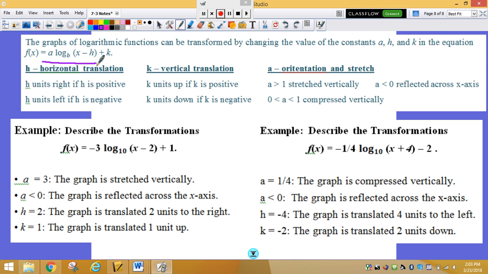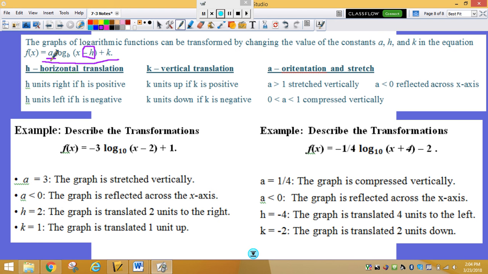This is your basic equation for a log function. A is going to be your number out front, log base b, whatever your base is, x minus h, plus k. Here are the translations you need to know. H: if it's positive, we're going to move right. If it's negative, we're going to move left. K over here at the end is vertical translation. If it's positive, it would move up. If it's negative, it would move down.